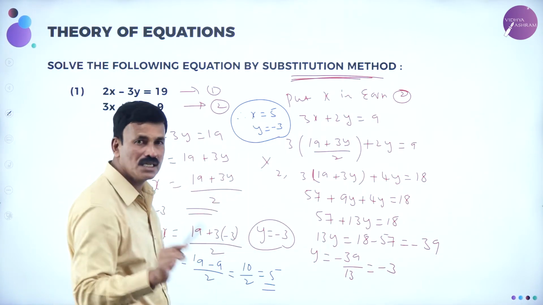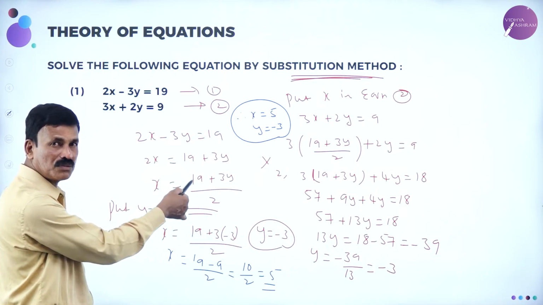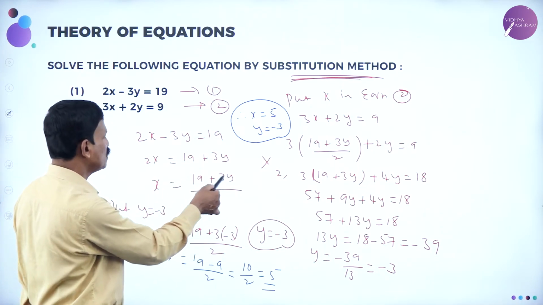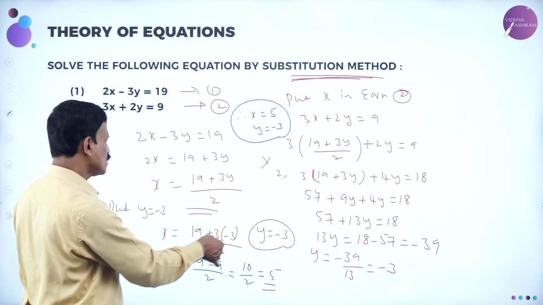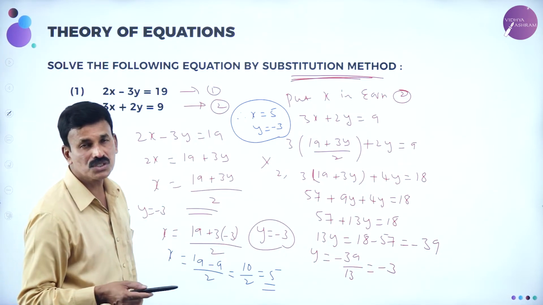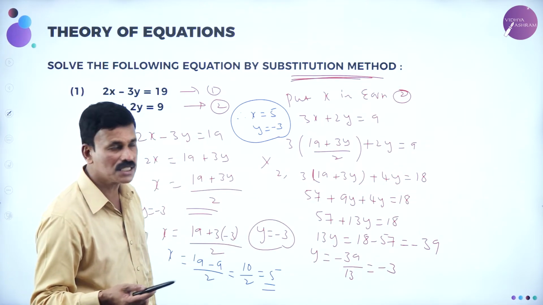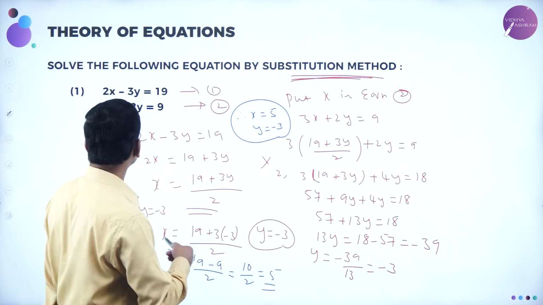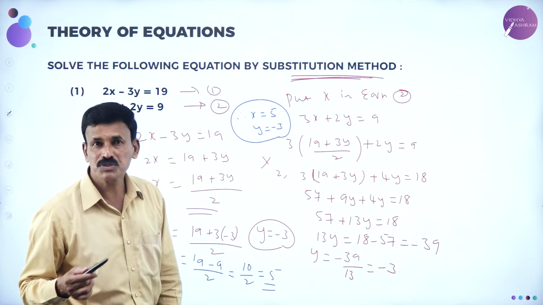y is minus 3. Substitute this value of y in equation number 1. What is x from equation number 1? You know x is equal to (19 plus 3y) by 2. Substitute here (19 plus 3 into minus 3) by 2. That is 19 minus 9 is 10, by 2 is 5. This is how we are going to solve to get the value of x and y. What is x? x is 5. What is y? Minus 3. That's it. So this type of method is called solving the simultaneous equations by the method of substitution.